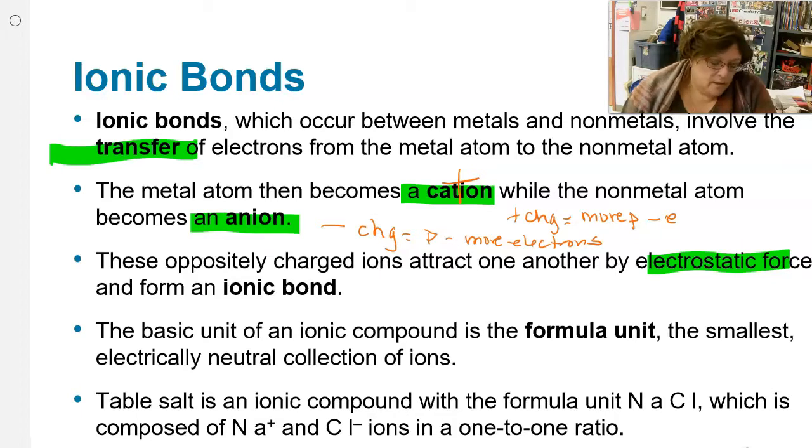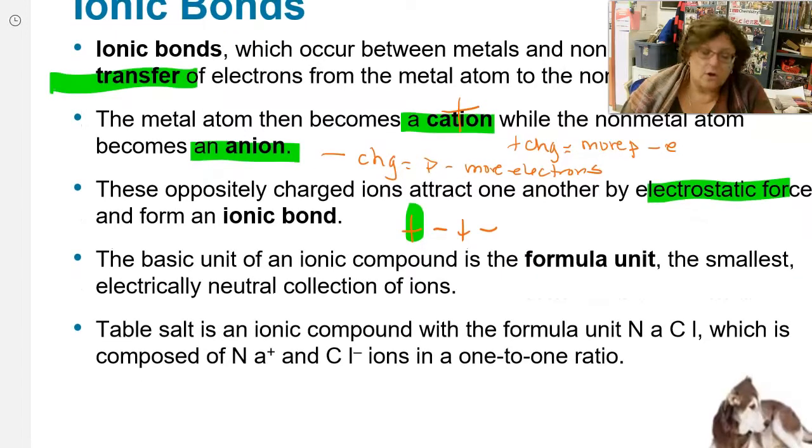All right? So that's the electrostatic force, and that's what's happening in an ionic bond. You have particles that are positively charged and negatively charged next to each other, and they are attracted. The basic unit of an ionic compound is called a formula unit. Okay, ionic compounds do not actually make molecules. They make crystal lattices.